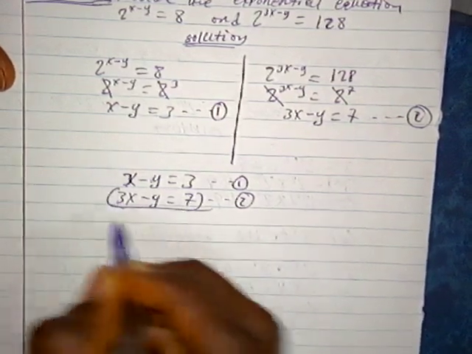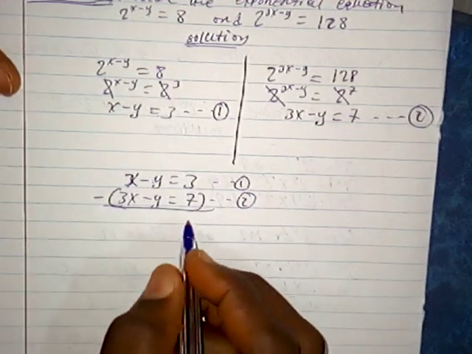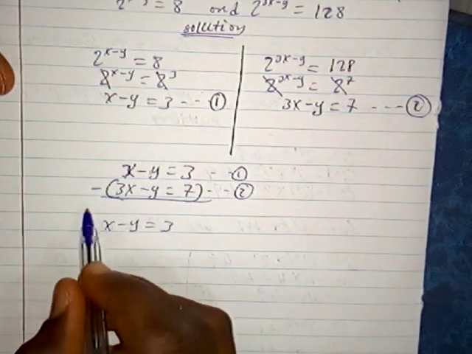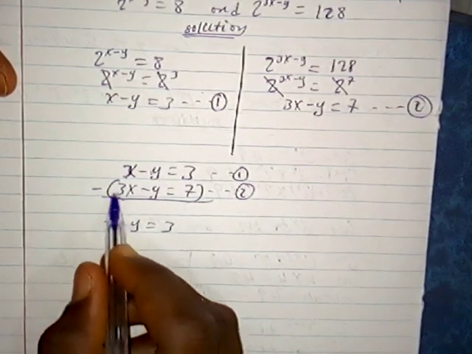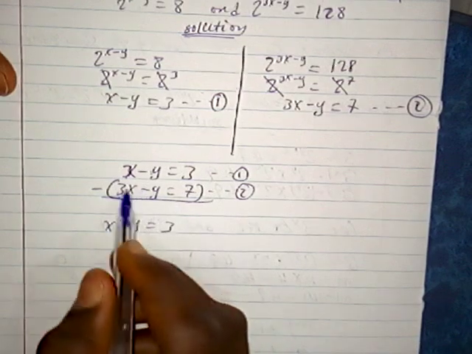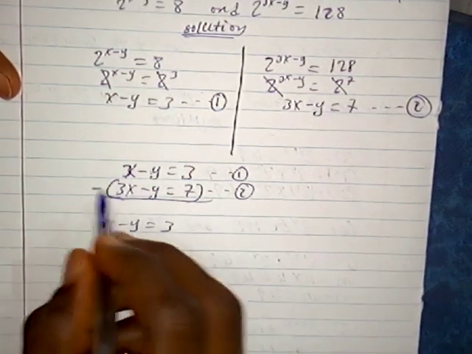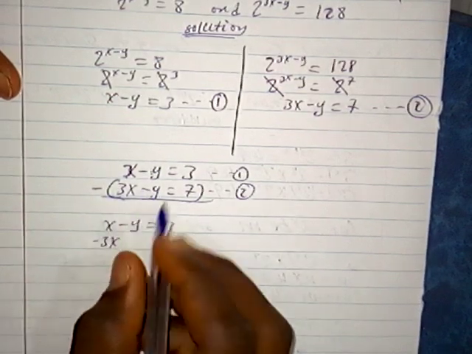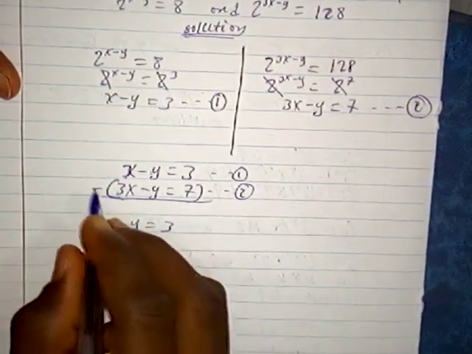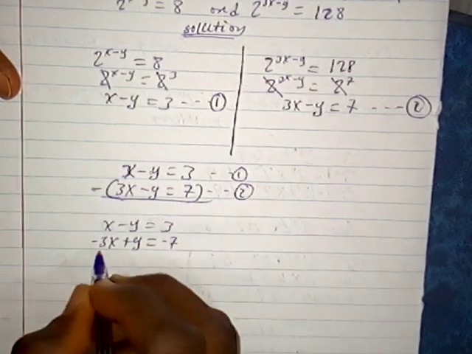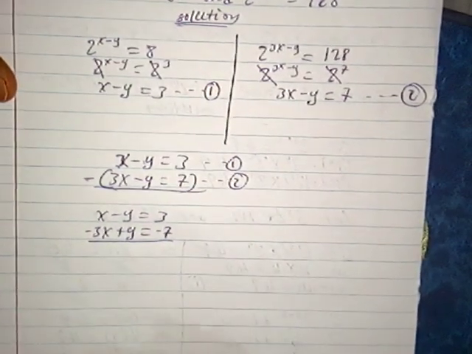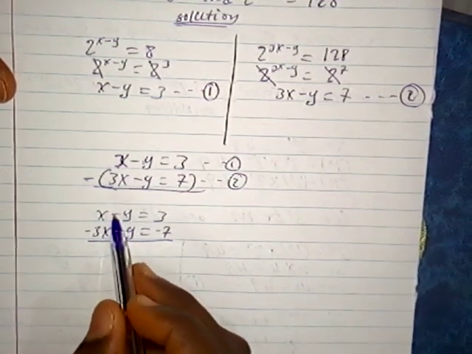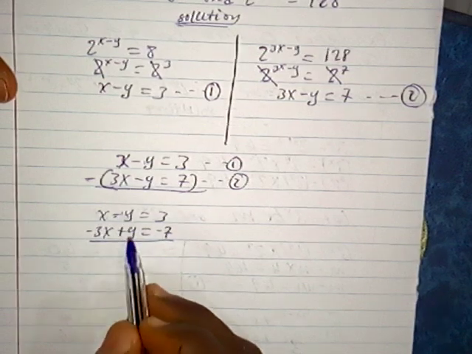We put a bracket. We multiply with a negative sign so that the sign will change. Now we say x minus y is equal to 3. We are going to take equation 2 down and multiply it with a negative sign. Minus times 3x is just minus 3x. Minus times minus y is just plus y, equals minus times 7 is just minus 7. Do you see the rule? Now anyway you want to eliminate, they must have different signs. Minus, and plus. Coefficient 1, coefficient 1.